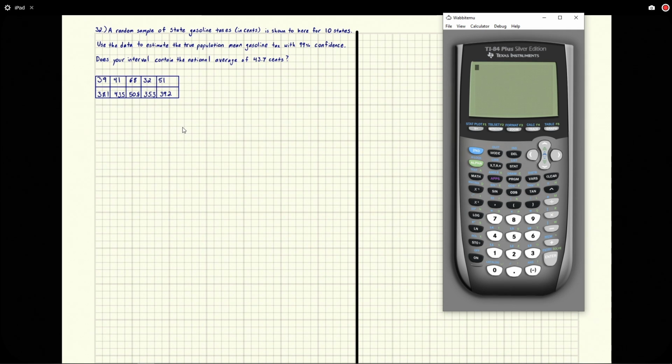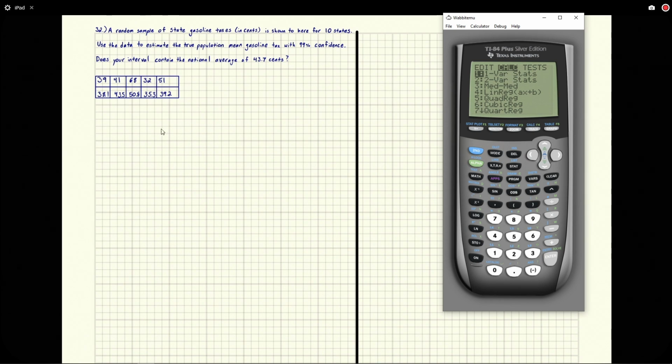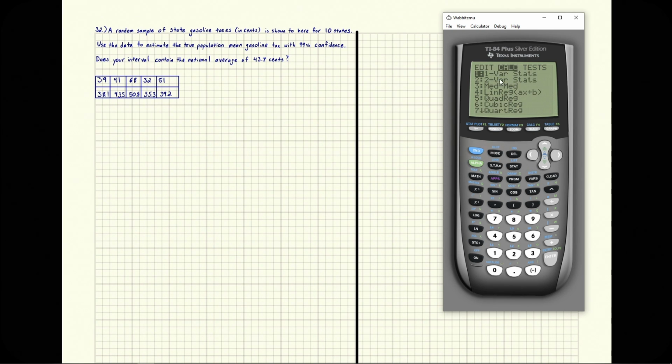Both ways are going to require us to put the list inside of the calculator because we will be using in both ways the 1-Var Stats to get the mean and the standard deviation, whatever other stuff we need. I'm not going to be doing that stuff by hand. There are formulas for that, but for this problem, I'm going to go ahead and use this for both ways, just so you're aware. So come into Edit: you hit STAT, go to Edit, and we're going to put it in our first list.